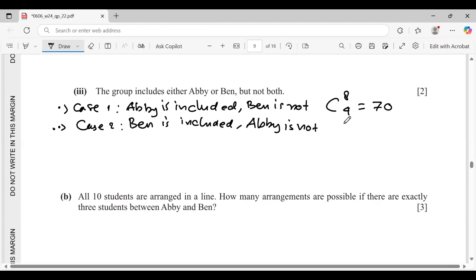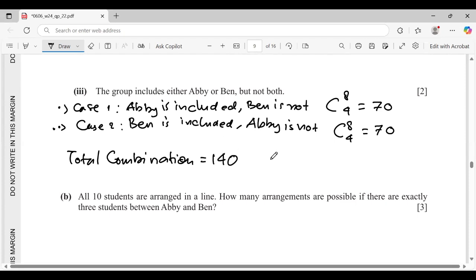So the combinations 8C4 is 70. So for this case, the total combination is 70 plus 70, 140 possible groups.